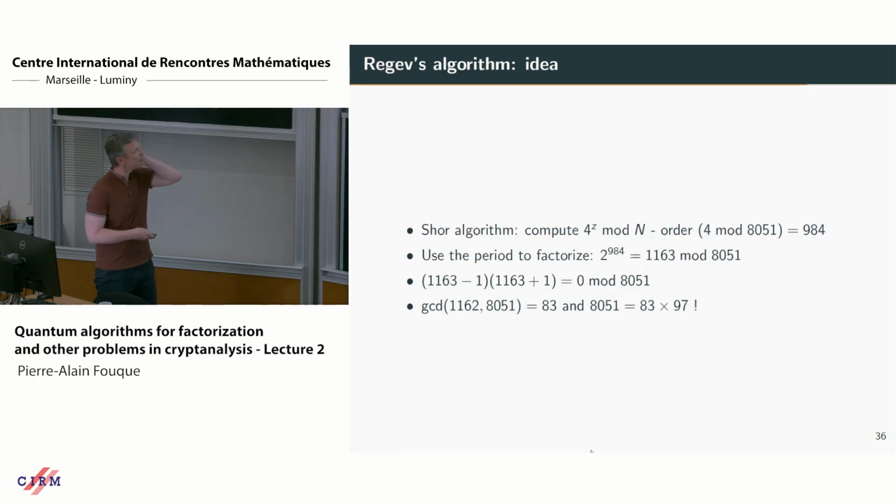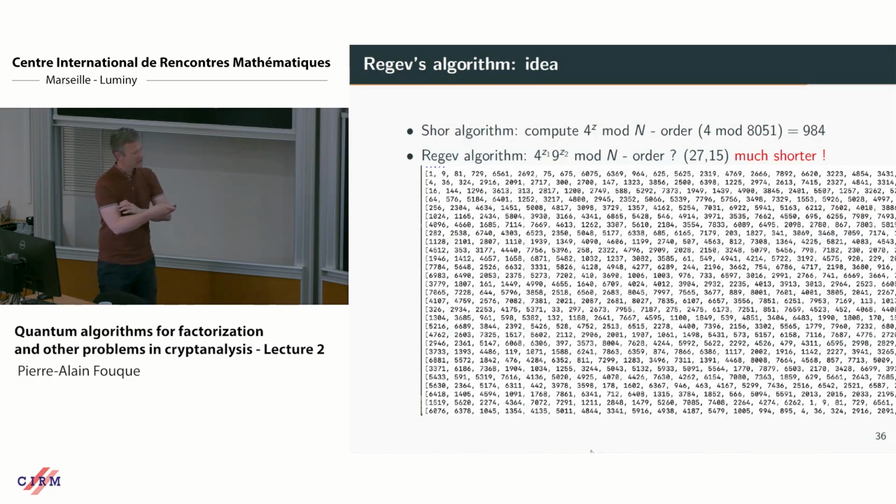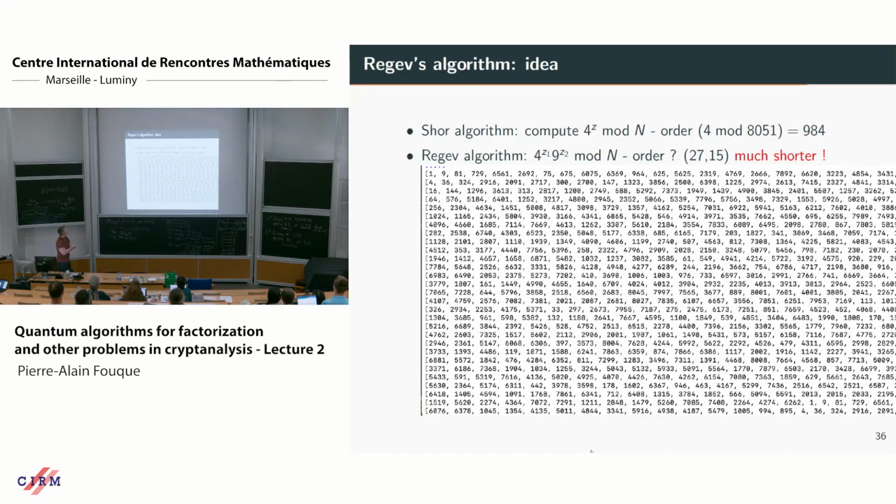It works perfectly. So now Regev algorithm is in fact a generalization of Shor algorithm. So it's a little bit different. Instead of just computing 4 to the z1, it computes 4 to the z1 times 9 to the z2. Okay, so here I have 2 squares, so it's easy to compute a square root of one again.